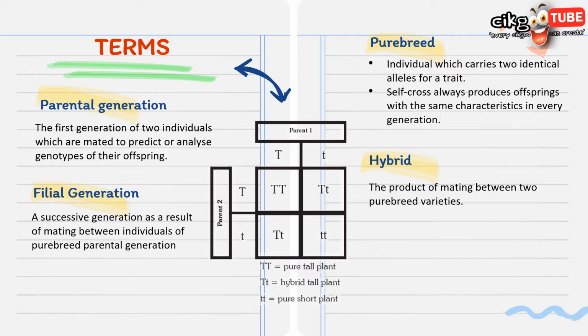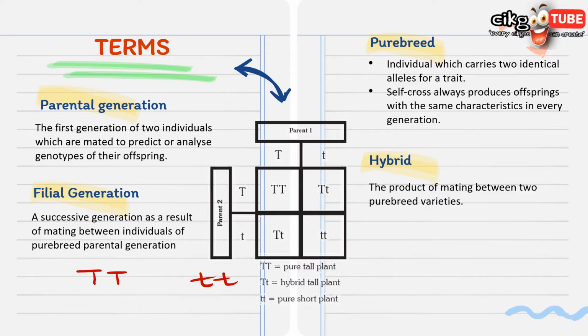Now we look at parental generation and also filial generation. This is related to when we are going to do the monohybrid and dihybrid cross. Now, parental generation is the first generation of two individuals which are crossed to predict or analyze the genotypes of their offspring. The parents are usually purebreds for a particular characteristic. For example, a cross between parents which are homozygous dominant and homozygous recessive for a particular characteristic. So for example, we have a tall father and a short mother.